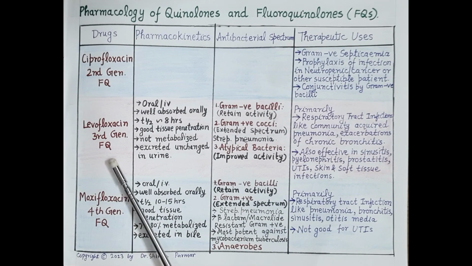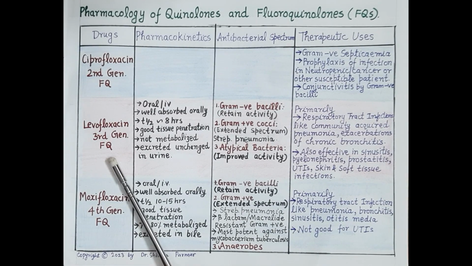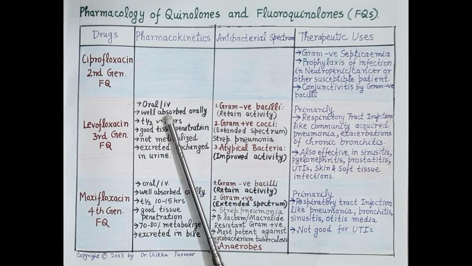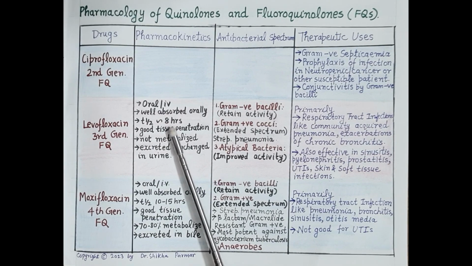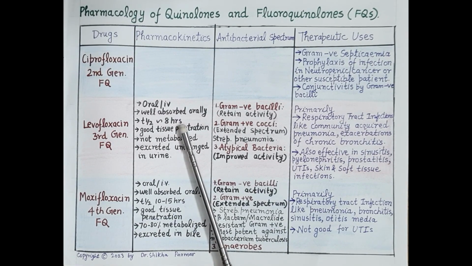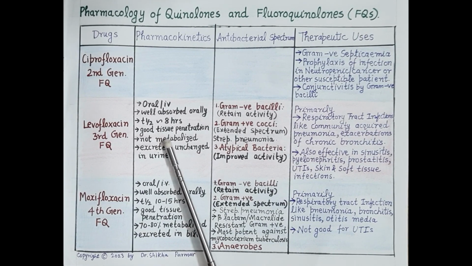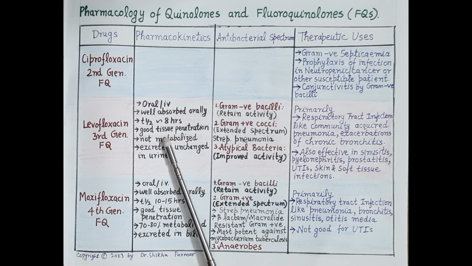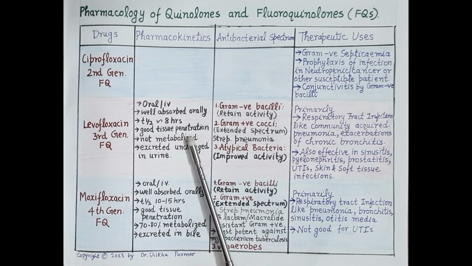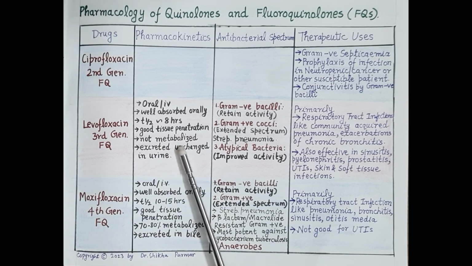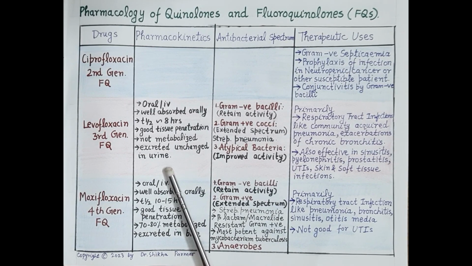Now, next fluoroquinolone is the levofloxacin. Levofloxacin is a third generation fluoroquinolone. It is administered orally as well as IV. It is well absorbed on oral administration. It has a half-life of 8 hours. Now, levofloxacin has a very good penetration in the body tissues. It is not metabolized and it is excreted unchanged in the urine.